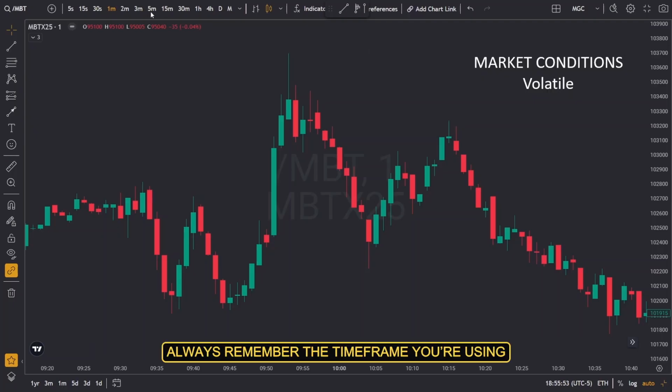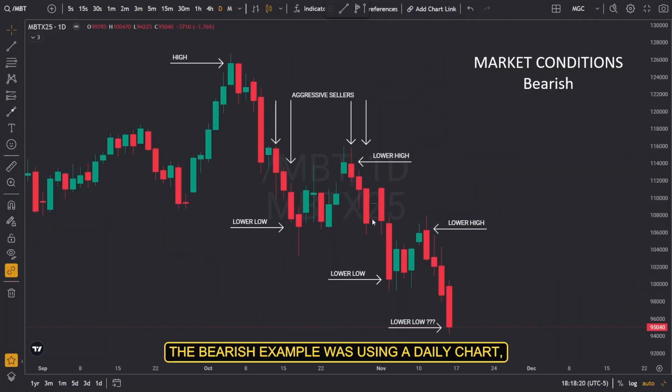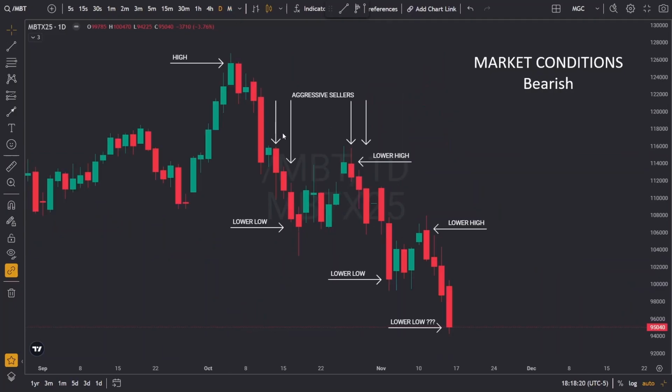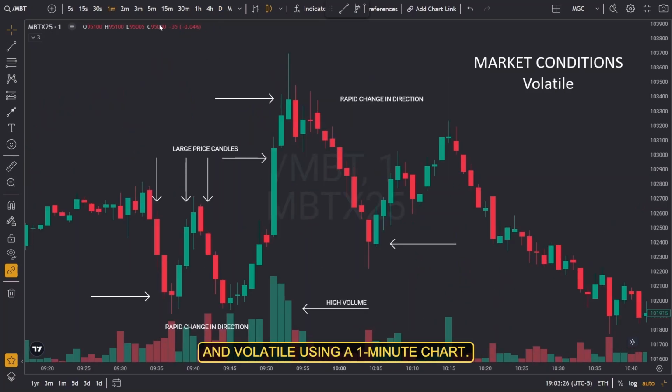Always remember the time frame you're using to identify market conditions, because in a single asset, you may find all four market conditions depending on the time frame you're using. For example, the charts in this video are all Bitcoin. The bullish example was with a monthly chart. The bearish example was using a daily chart. Consolidating in the 1-hour chart, and volatile using a 1-minute chart. This is called top-down analysis and will be discussed in detail in a future video.